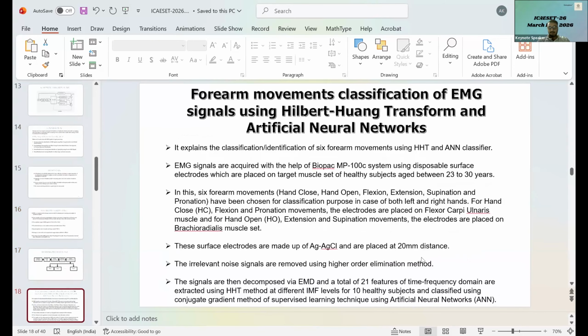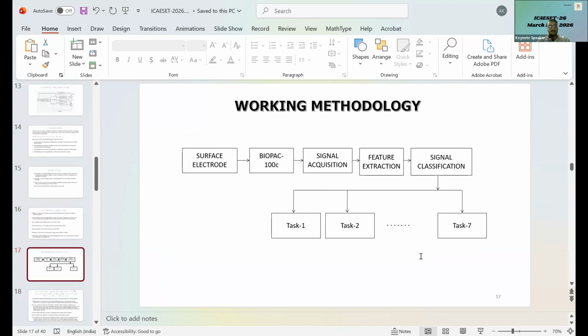Some results, just for the methodology purpose. First we use surface electrodes that are directly placed on the human forearm. Then the BioPac system was used for the feature extraction, and then we used the Hilbert-Huang transform. Then based on the ANN, we classified. And in the second attempt, we used a neural reinforcement learning classifier for the same classification task.